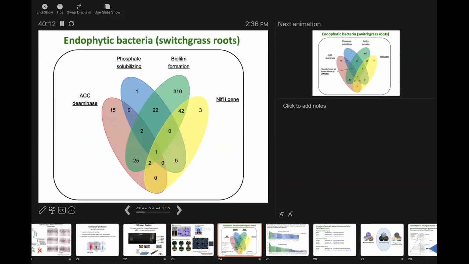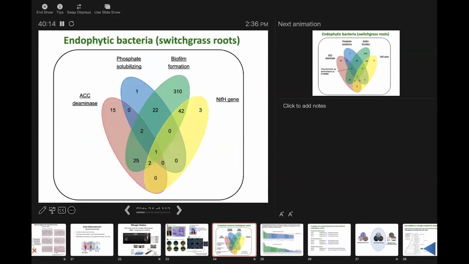All right, so at the end of the day, we have all these traits and we've given them to different bacteria, and we see if we can find ones that have more than one useful trait, okay? So in this case, if we look at this being whether they have ACC deaminase, this being whether they can solubilize phosphorus, this being whether they form a biofilm, and this one, whether they have the nitrogen genes, okay? So the ones that are in the middle of those have multiple traits.